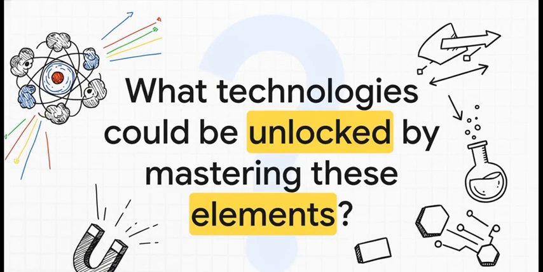So there you have it. The secret to their color, their magnetism, their catalytic superpowers, it all boils down to that one key feature, their partially filled d orbitals. It really makes you wonder, doesn't it? As we get better and better at controlling these unique properties, what kind of amazing new technologies are we going to unlock next?